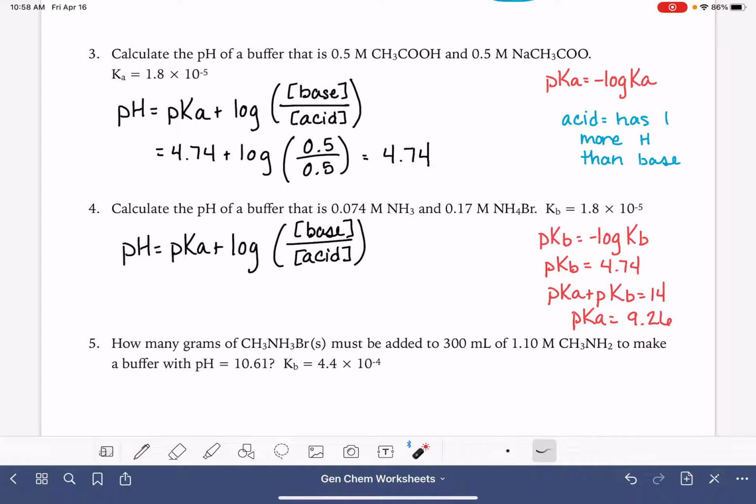Now, that's not the only way that you could do this. You could take the Kb and turn the Kb into Ka using the Kw equation. Kw is Ka times Kb. And then once you knew the Ka, you could get the pKa. No matter how you do it, though, you should get the same number.